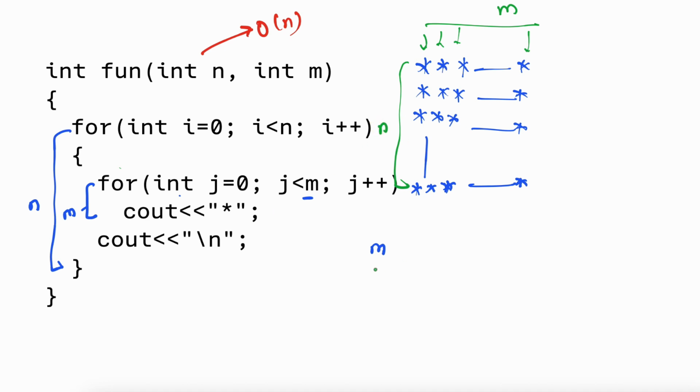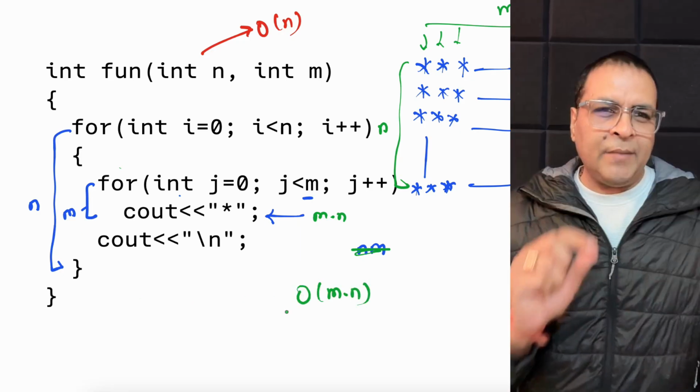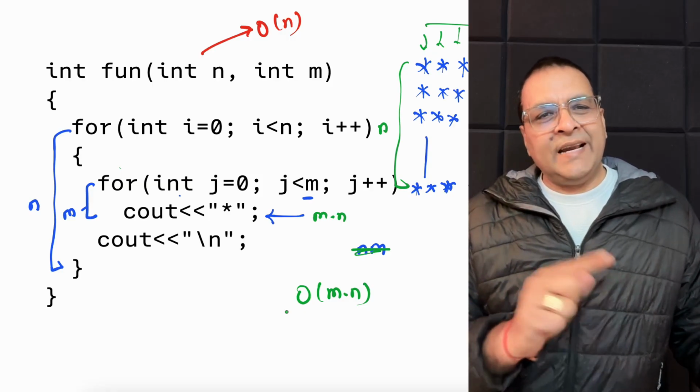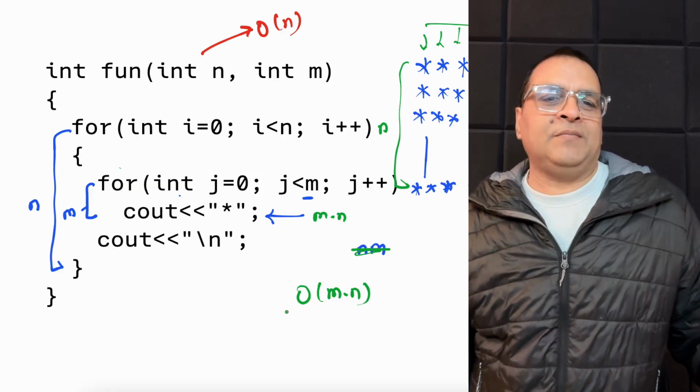So the total number of stars which will get printed will be n into m. This cout statement will execute m into n times, and the total time complexity of this function is also big O of m into n. You will notice that the asymptotic time complexity of a function is directly proportional to the statement which is getting executed the worst case number of times.